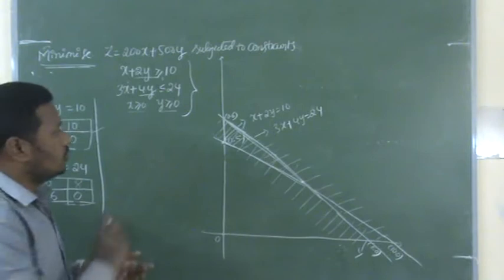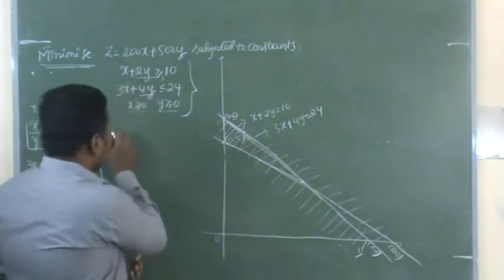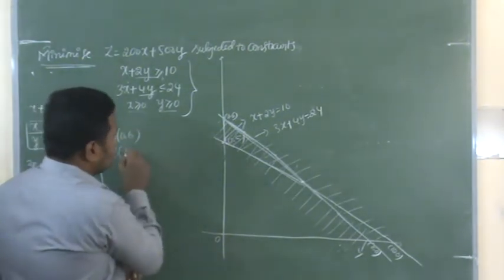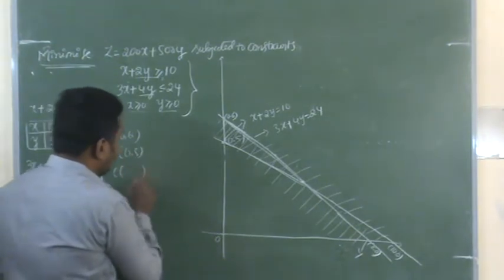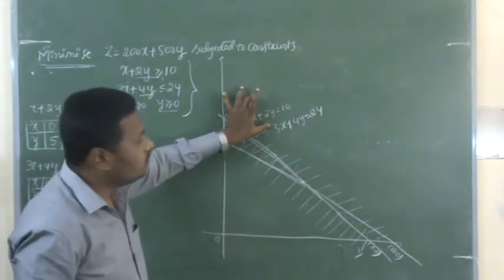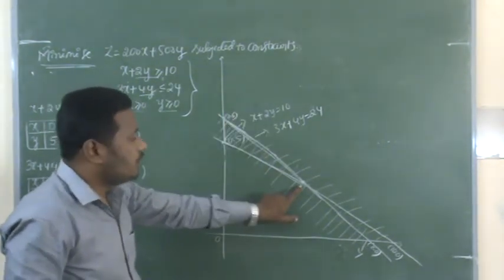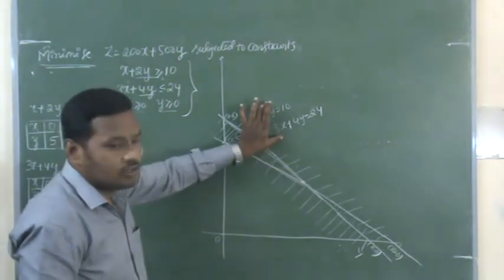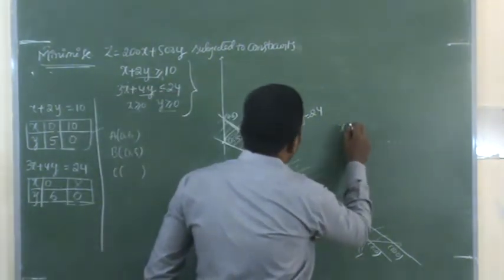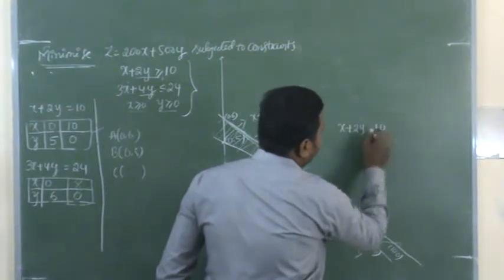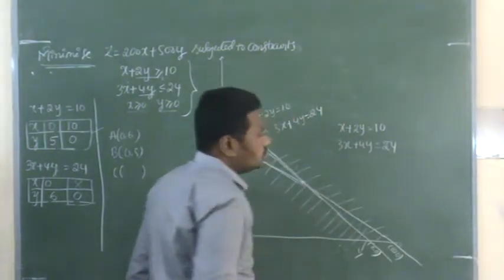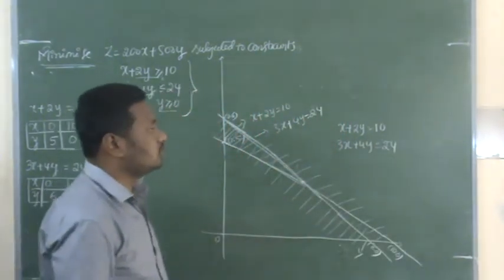Now we know the points: A is (0, 6) and B is (0, 5), and the C point we don't know. By solving these two equations, we get the intersection point. So solve x plus 2y is equal to 10 and 3x plus 4y is equal to 24.